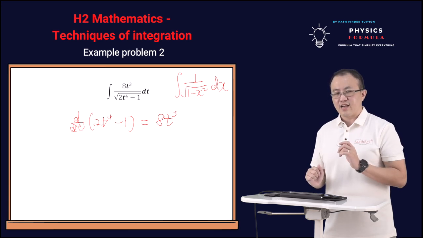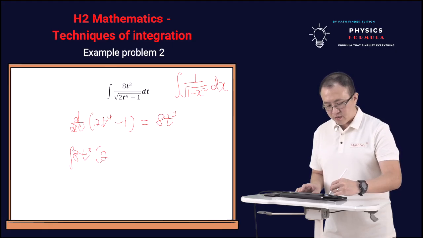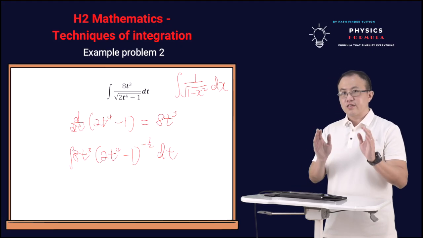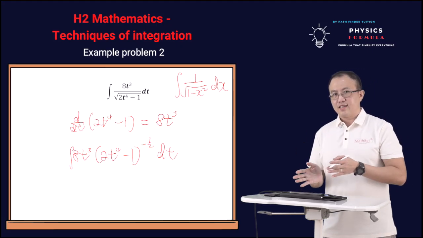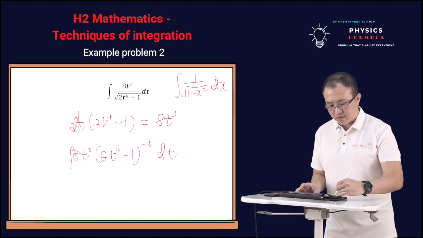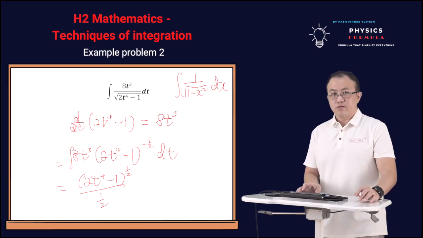If there's a square root, do not fret, don't worry. This is actually still doable. You just put a bracket, put 2t^4 minus 1, the whole thing to the power of minus half, dt. So this is f prime f^n, where the n is minus half. Now I just need to continue. It will get you 2t^4 minus 1 raised to the power of half, then divided by half. So you basically have to reverse everything.